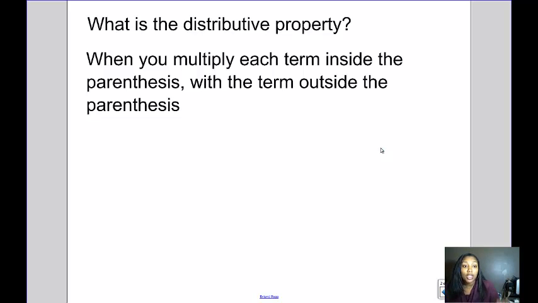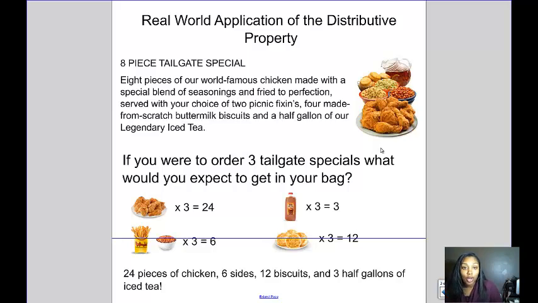So basically it's when you distribute the number outside the parentheses with everything inside, and you're going to use multiplication. So it's when you multiply each term inside the parentheses with the term outside of the parentheses. So let's look at a real world application.